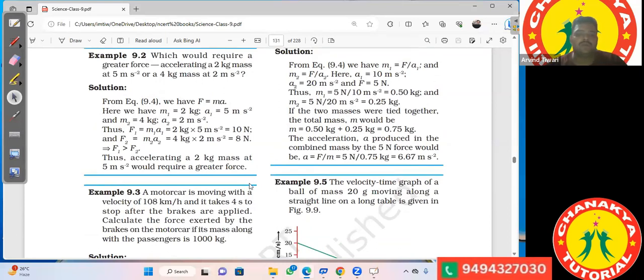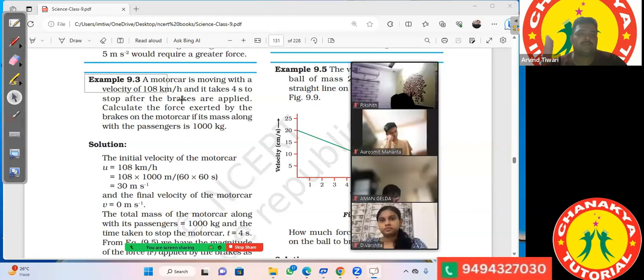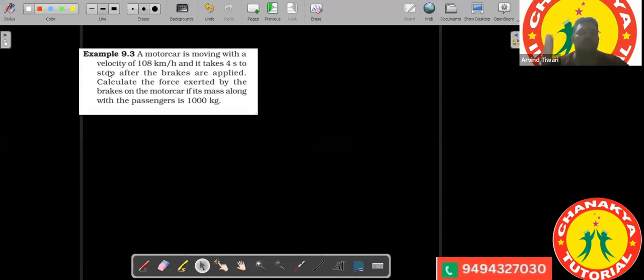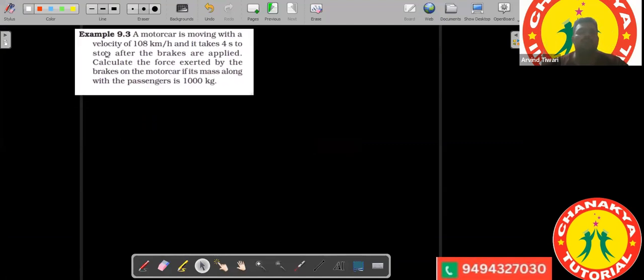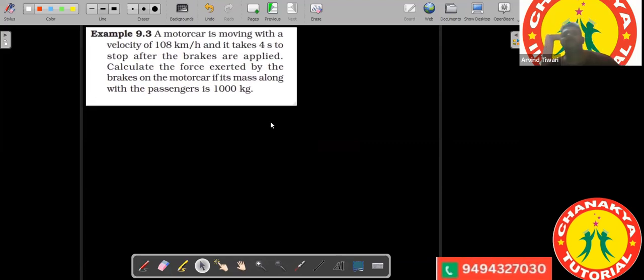Okay. So this one. A motor car is moving with a velocity of 108 km per hour. It takes 4 seconds to stop after the brakes are applied. Calculate the force exerted by the brakes on the motor car of its mass. Calculate this question.